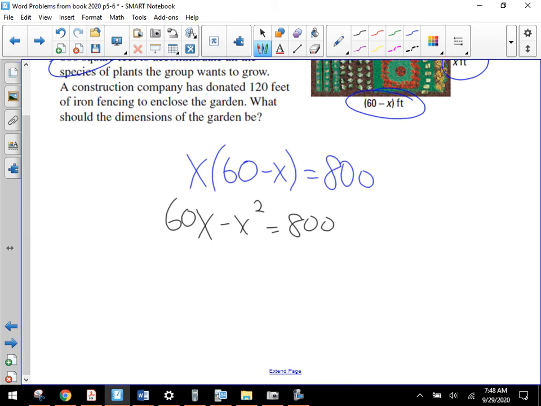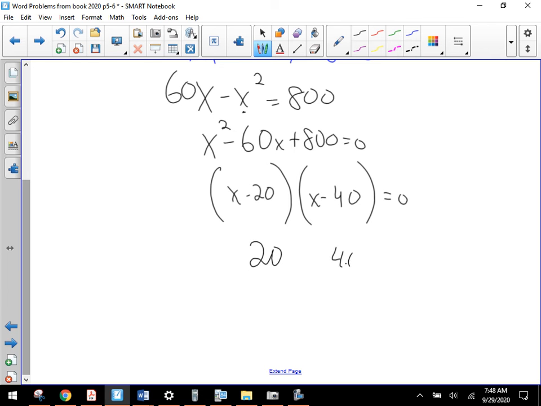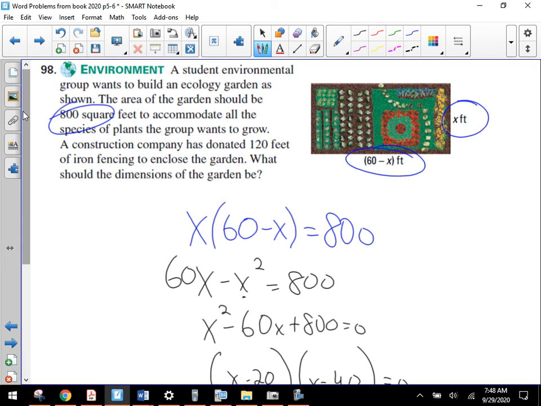What I always do is get a positive value of my x squared. So I get x squared minus 60x plus 800 is 0. And from here, you can use the quadratic formula or you can factor it. This is a pretty quick factoring problem. It's 20 and 60. I'm sorry, 20 and 40. So it's x minus 20 and x minus 40. So you have 20 and 40 for your two dimensions. So if you put your x value of 20, and then this becomes 40.